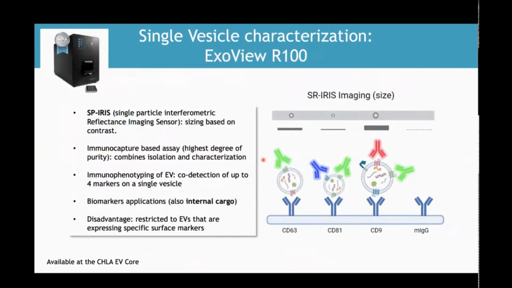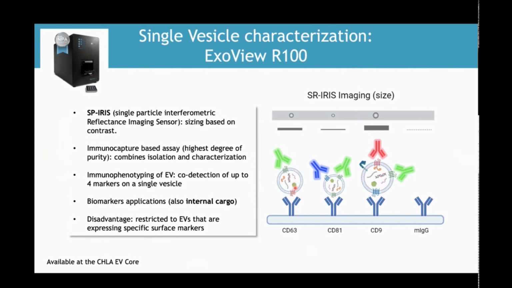If we do want to look at markers, we have this instrument, the ExoView R100, an imaging instrument based on interferometric reflectance imaging sensor, where the sizing is based on the controls. This is an immunocapture-based assay where chips are coated with antibodies that are specific for the tetraspanins. So the EVs are captured. This basically is a combination of isolation and characterization. It does not require pre-isolation because isolation happens as we characterize the vesicles.